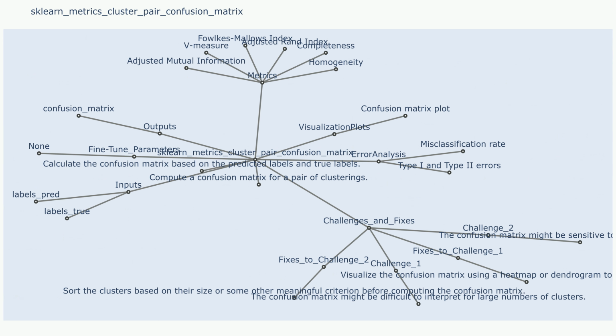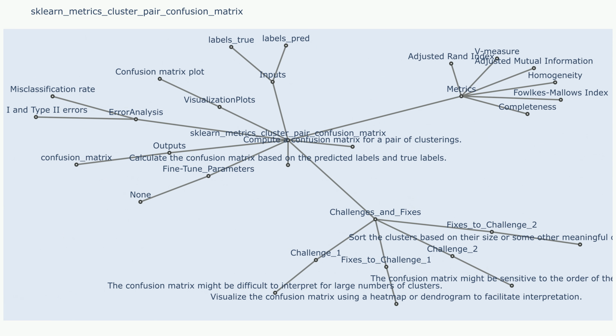Steps: the function iterates through all possible pairs of clusters. For each pair, it creates a 2x2 confusion matrix based on the true and predicted labels of the instances belonging to those clusters. The resulting confusion matrices are then stacked into a 3D array.